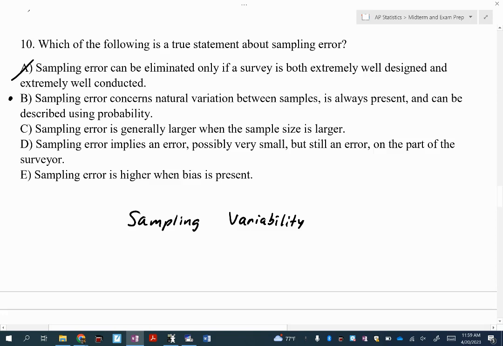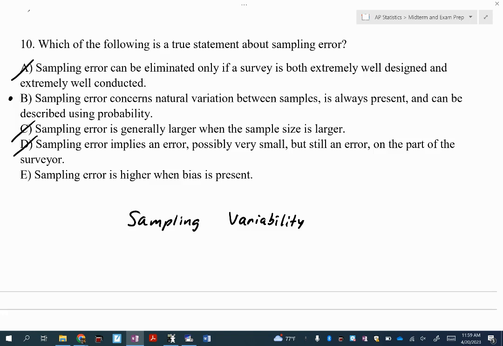Kind of feel good about B. No, I can't really say that it's generally larger when the sample size is larger. Usually, if I were to make a statement about that, I would say the larger the sample size, the less variability you'll see. Again, this is what I was trying to get you away from with D, that somehow it's a bad thing.